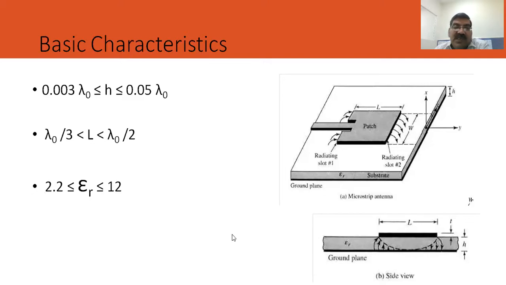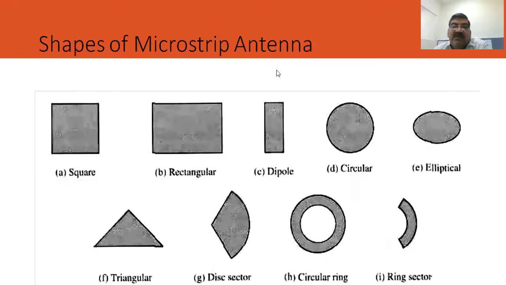So initially you have to take the epsilon. These are some parameters and their range. Epsilon value is 2.2 to 12. If you take a very high epsilon, then it may have some constraint. In the design, the designer thinks based on these parameters. Now, the shape of the microstrip antenna.